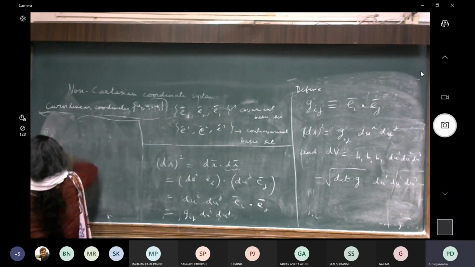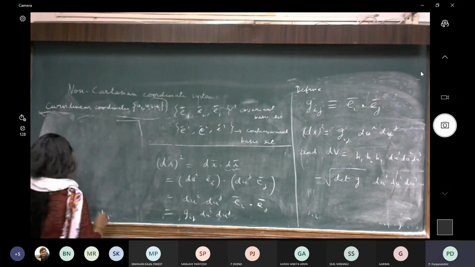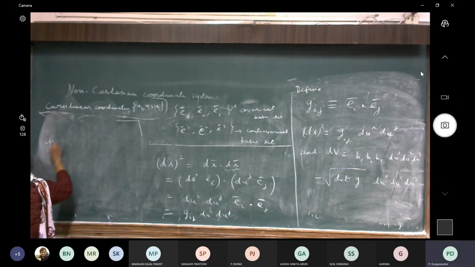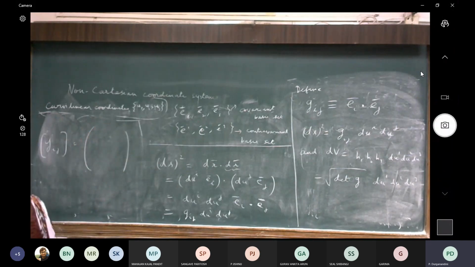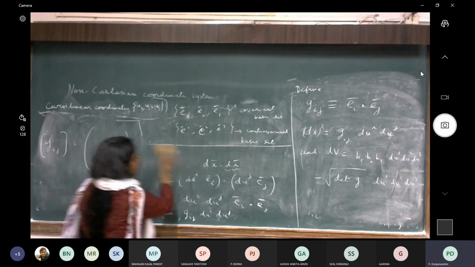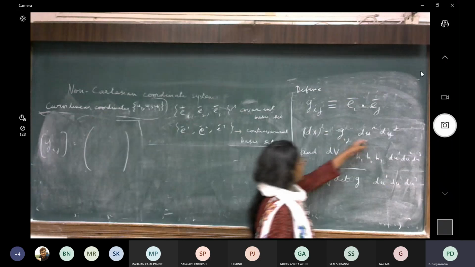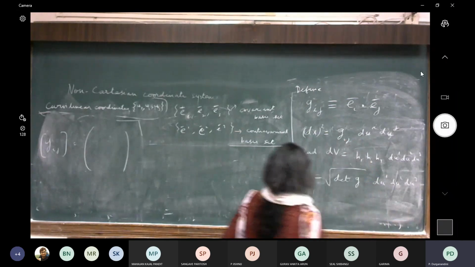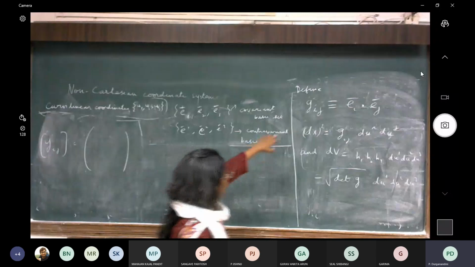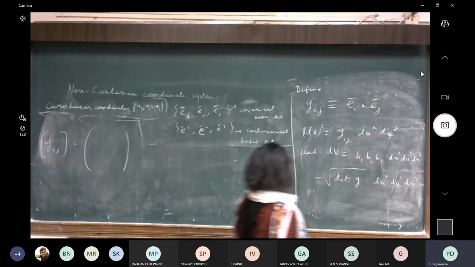So once I introduce this object g_ij, which has 9 components, a 3 by 3 matrix in our case, we see that I can write my infinitesimal displacement magnitude in terms of the g's. I can write the volume element in terms of the determinant of g. And here I defined g_ij in terms of the scalar product between the covariant vectors e_i and e_j.